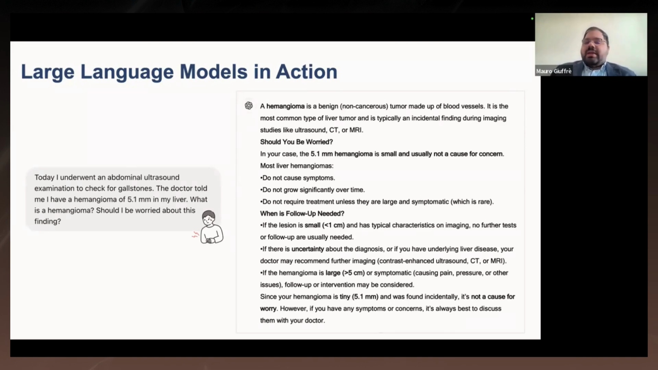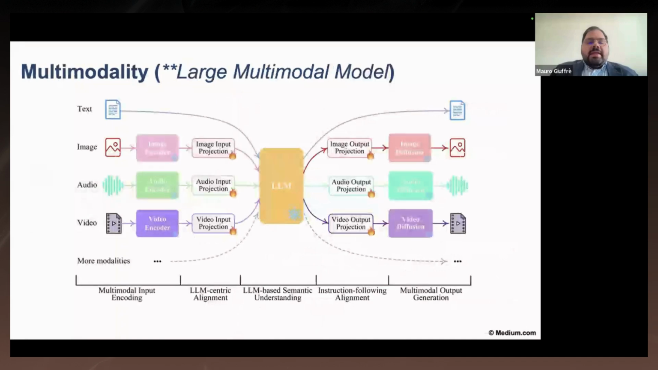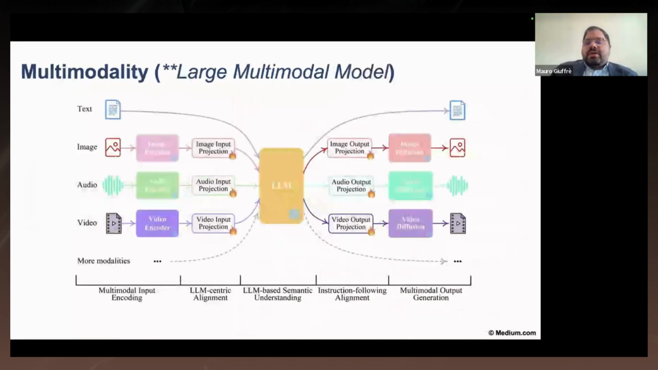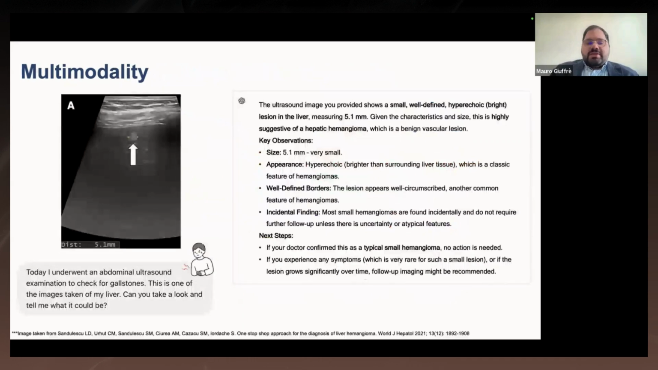So there is some reasoning on why they're suggesting something to us. And the thing is that these models are not able to incorporate only text, meaning the question that we're asking, but are becoming multimodal, which means that they're able to process not only text, but images, audio, and videos. So let's say I ask the question in a different way. I say, I went to the doctor this morning, and this is the image that they took of my liver. Can you take a look at this image and tell me what it could be?